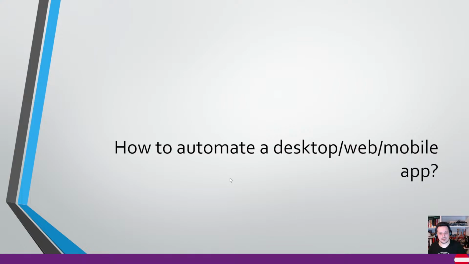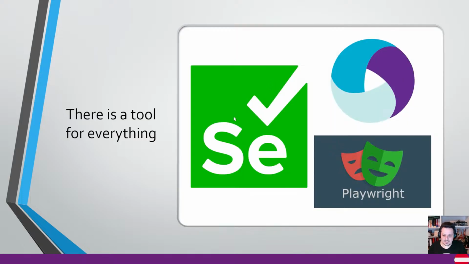Now let's go a little bit more concrete. So how to automate a desktop, web, and mobile application. Here I have no examples because it's too big and too special to do. But there is a tool for everything. So for desktop, web, and mobile applications. So perhaps you know the logos already. This logo is Selenium.